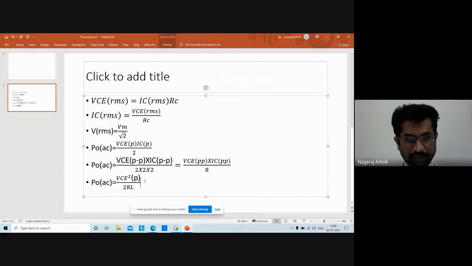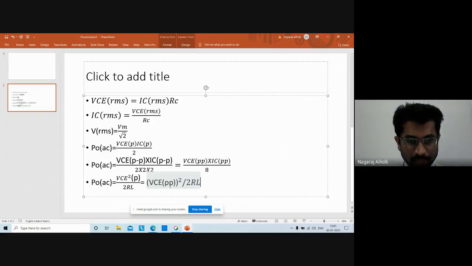So this is further equal to, VC peak is nothing but VC peak to peak divided by 2. So VC peak to peak divided by 2, squared, means VC peak to peak square divided by 4. Correct? Square it. So it becomes VCE peak to peak square divided by 4, and this is divided by 2 RL.